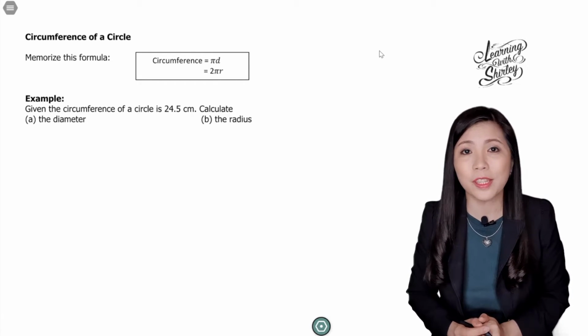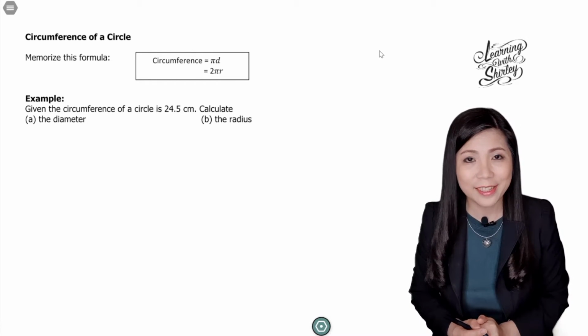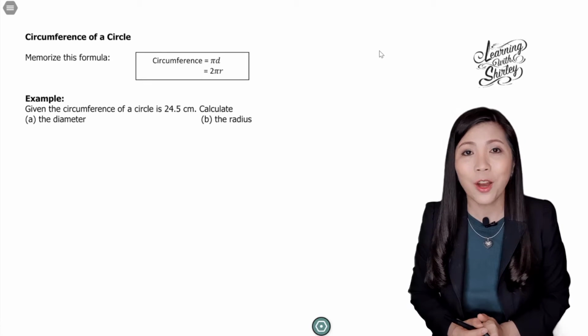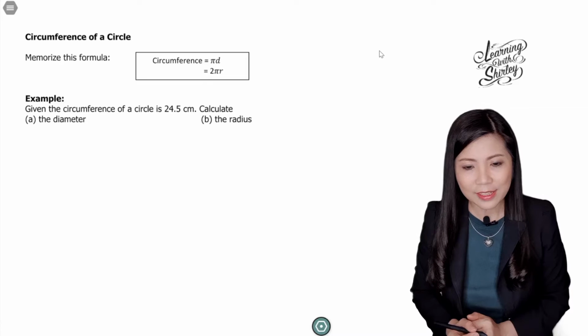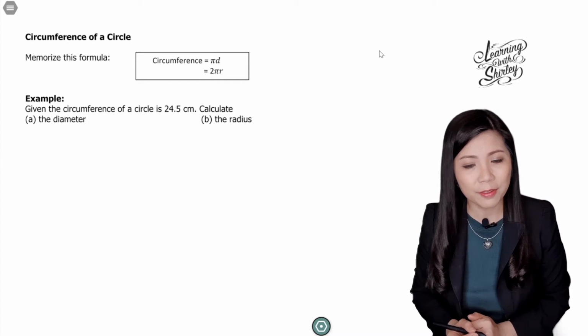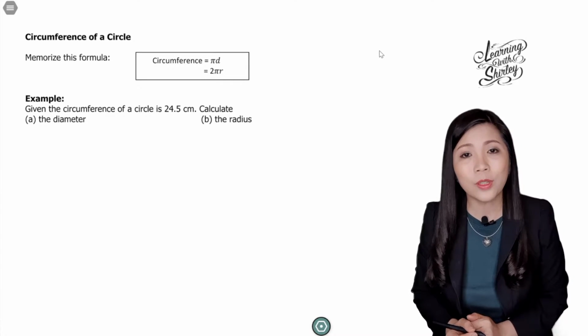To find the circumference of a circle, we need to memorize this formula. So circumference is equal to pi d or 2 pi r. Okay, let's look at this example. Given the circumference of a circle is 24.5, calculate the diameter and also the radius.